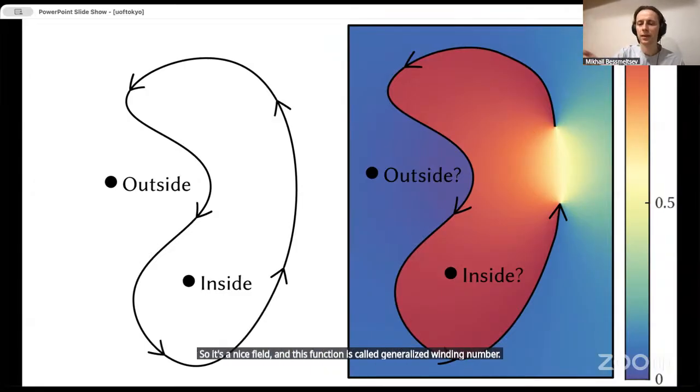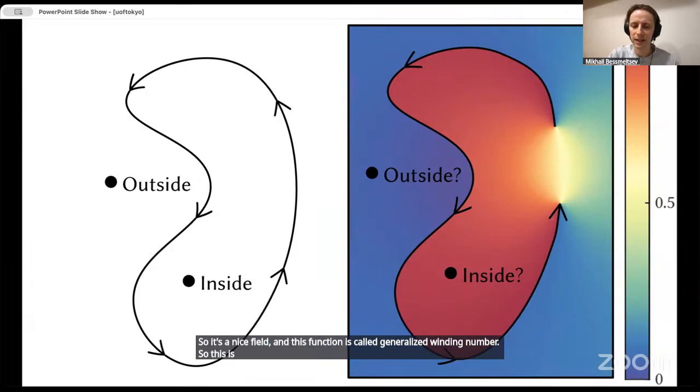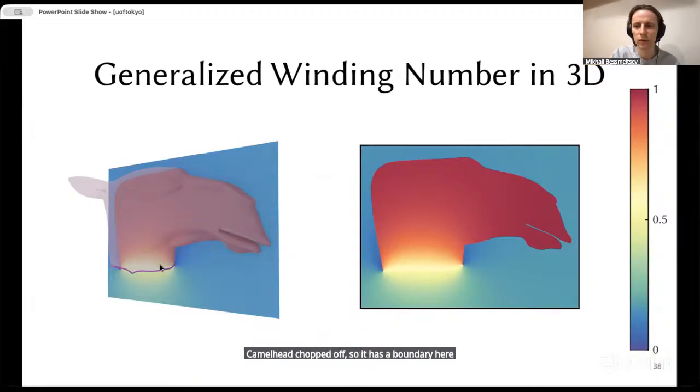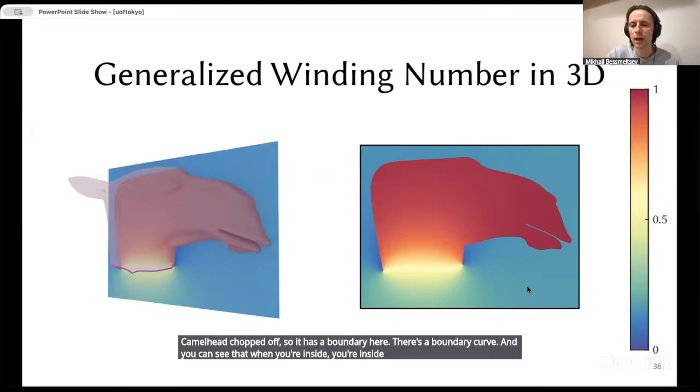So this is what we study, and this is a very natural notion of whether you're inside or outside. It works in 3D. Like here, for example, you see a camel head chopped off, so it has a boundary curve, and you can see that when you're inside, it returns 1, and when you're outside, it returns something close to 0.